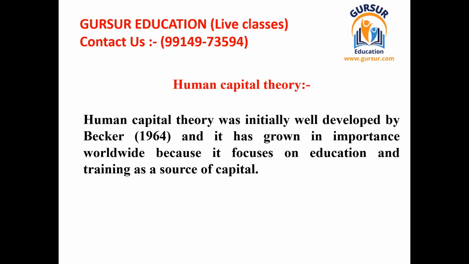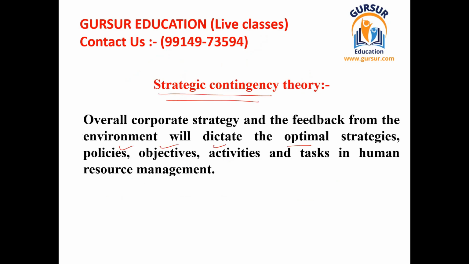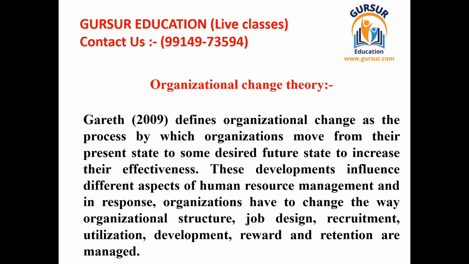Then this is human capital theory. This says that human beings or human resources are your most important capital and you should focus on their education and training. Then strategic contingency just says that your overall corporation strategy should include the optimal strategies, policies, and activities relating to human resources management. Then organizational change theory just says that as the organization grows, there are a number of changes it has to adopt. In the same way, companies have to pay attention so that their human resources management is changing day by day. Their development or systems should be such that as the organization is changing, the way the human resources are treated should also change.